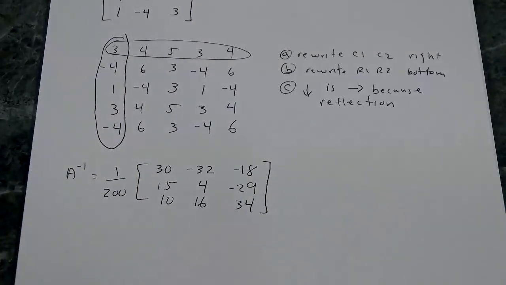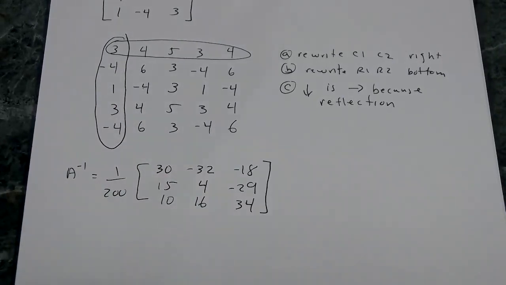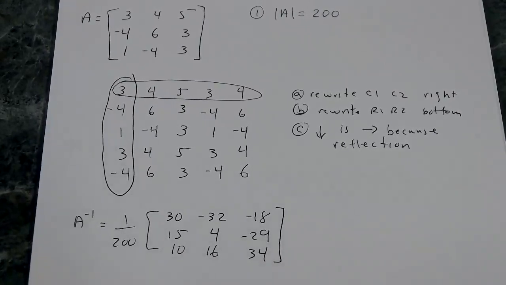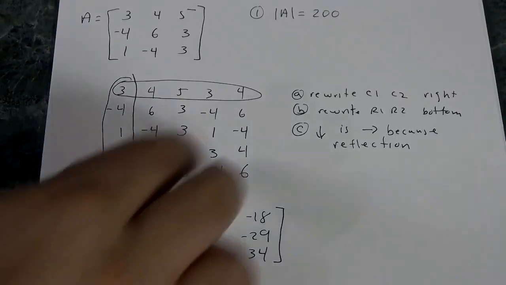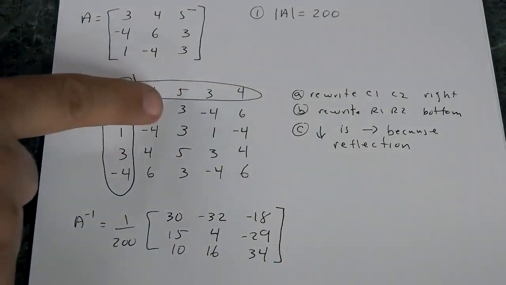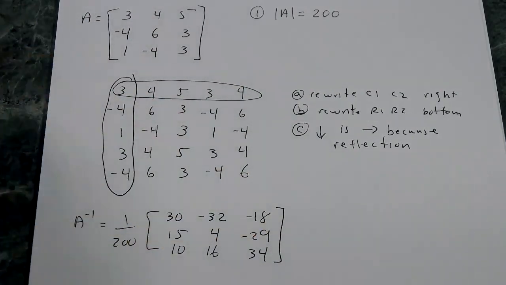And all we have to do now is multiply 1/200th times all of that. And then reduce. But I can keep it like that if I want to, but it's your preference. So these are the 2 ways that I have for finding the inverse of a 3 by 3. I think this is a little bit easier. All you have to do is rewrite the first 2 columns, then rewrite the first 2 rows, and then every 4 that you see is going to go across because of the reflection.